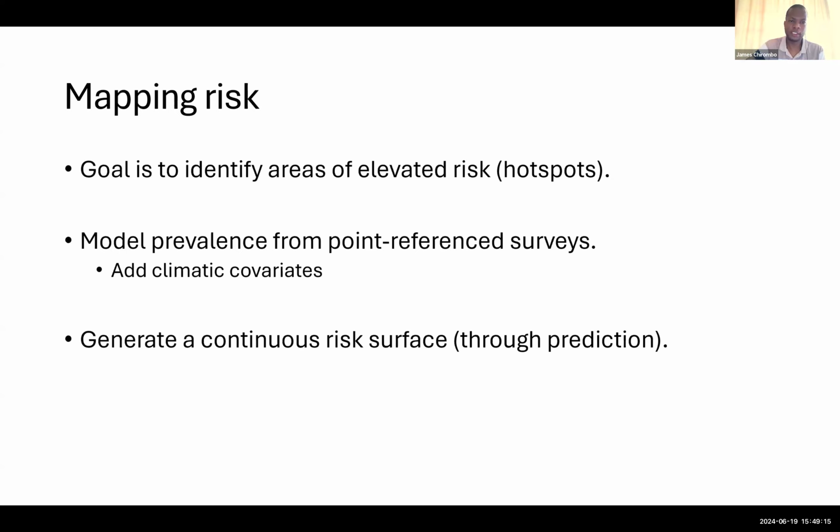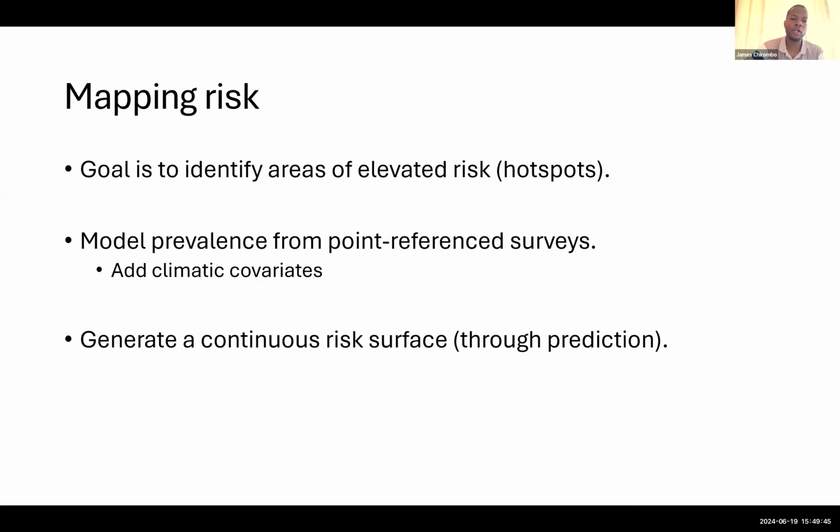So the goal in this analysis was to identify areas of elevated risk or hotspots for malaria. Using data from past surveys, point reference surveys, and in this case, we added rainfall as a covariate. And how can we picture and visualize the possible presence of hotspots if we have this kind of data?